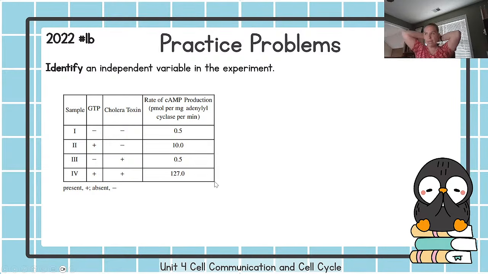So now it tells us I need to identify an independent variable in the experiment. So first think, what is an independent variable? Well, the independent variable is what variable was modified by your researcher or scientist. This is going to be given to you in the prompt.